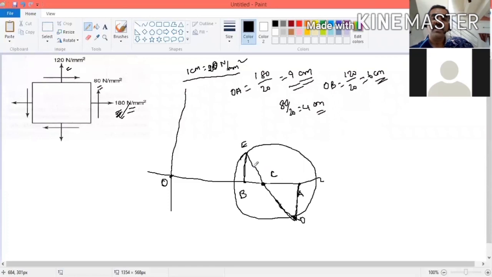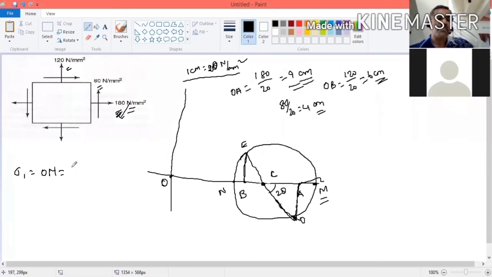Now this angle is 2 theta, and mark this point as M. This point as N. Now you can measure the distance. If you want sigma 1, you measure the distance OM. This will give some value.